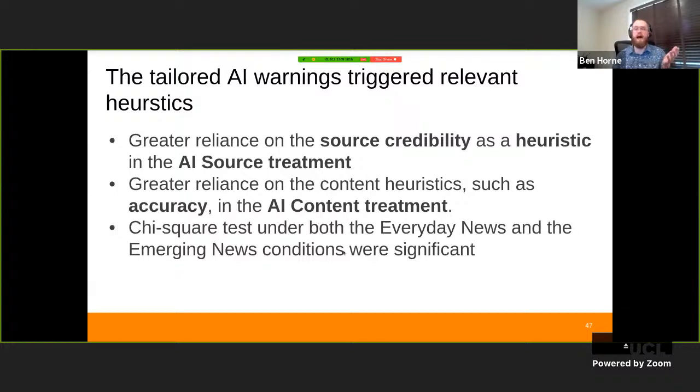Interestingly, we do see that when you tailor the warning label to one of the source or content heuristics, we saw more heuristics using source credibility in the source treatment than if not. And we saw more using content heuristics such as accuracy perception when we gave the AI content treatment. And so seeing that there is some significant shift in reasoning is a good sign for us doing automated work, right? These warning labels have some effect, and tailoring them is actually changing reasoning with some significance.